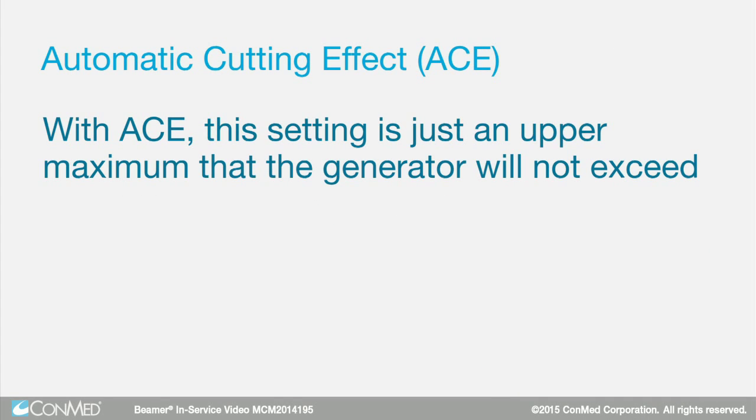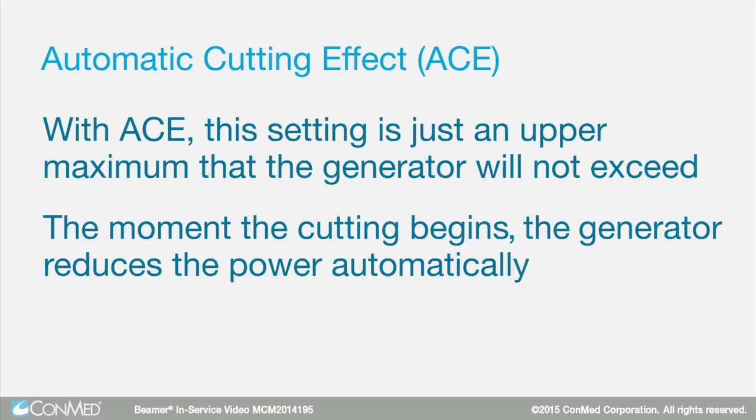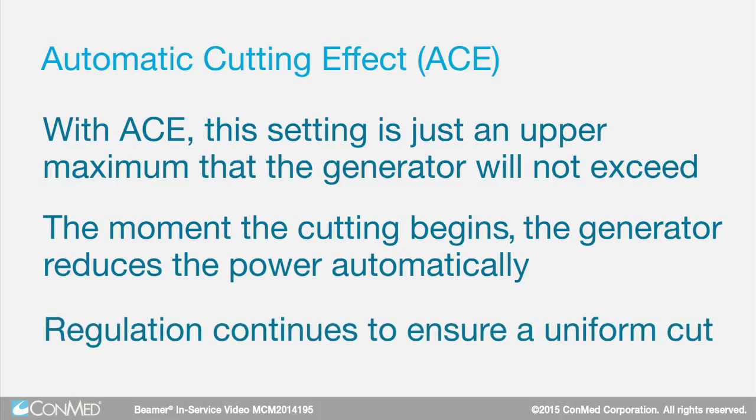Remember that with automatic cutting effect, or ACE, this setting is just an upper maximum that the generator will not exceed. It may require high power to begin the cutting process, but the moment the cutting begins, the generator reduces the power automatically to a level that is much lower. This regulation continues to ensure a uniform cutting result.